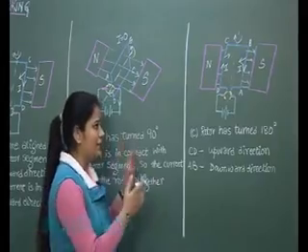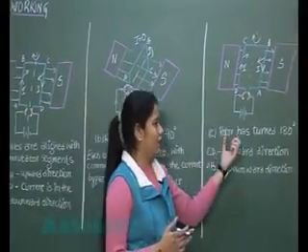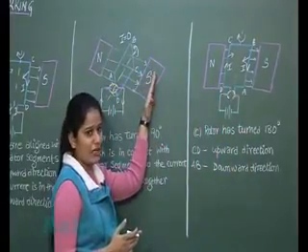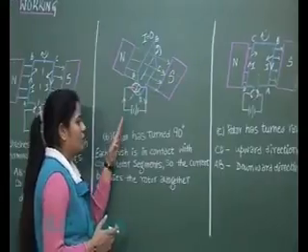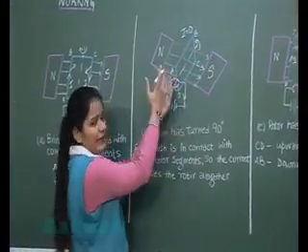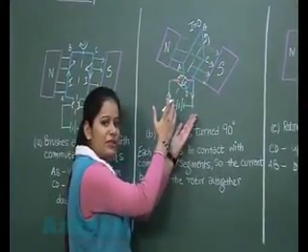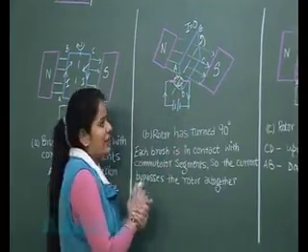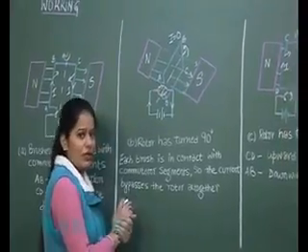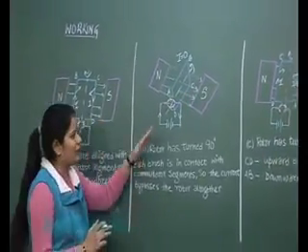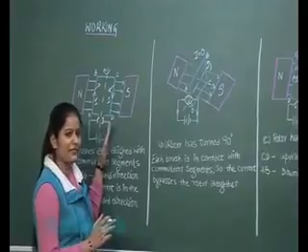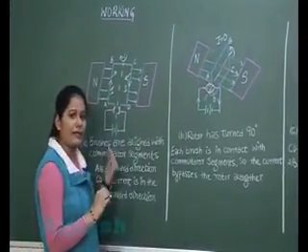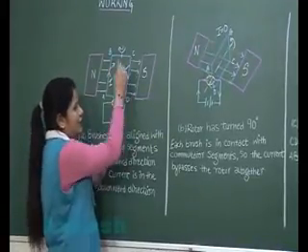Now student, a similar case arrives after 180 degrees. Again this position comes when the rotor has turned through 90 degrees and again no current is passing through the coil. But student, due to inertia of motion, it will not stay in this position for long. Due to inertia of motion, it will come to this position, that is A. Now again, current is flowing through AB in the upward direction and through CD in the downward direction.